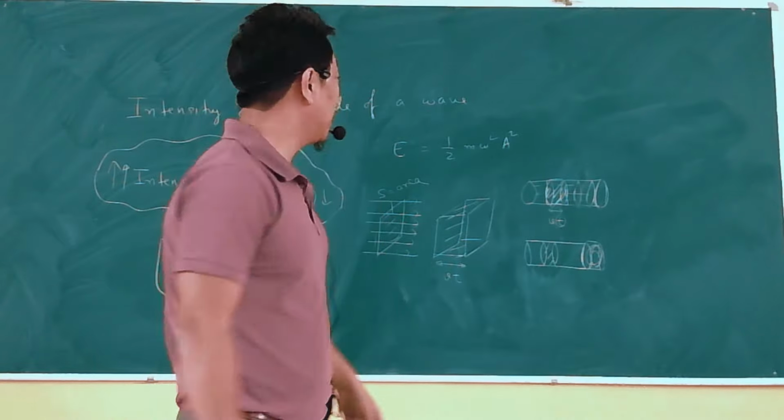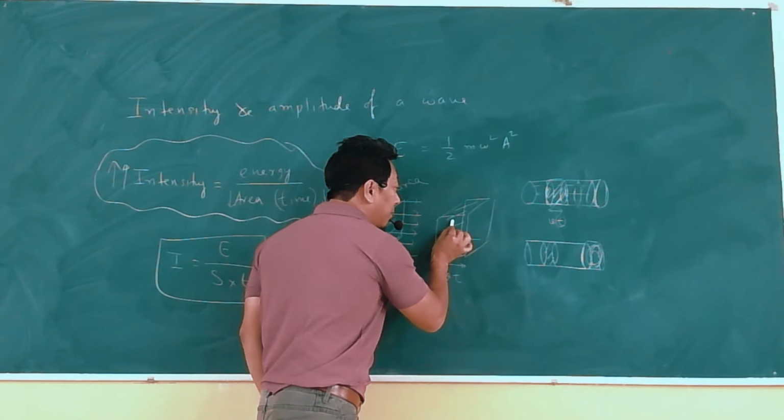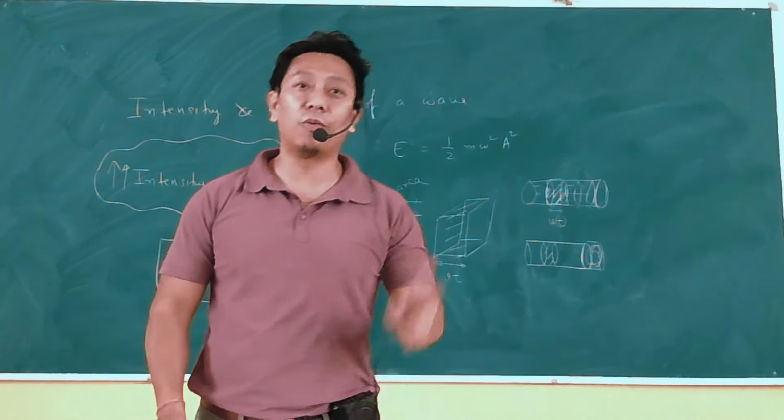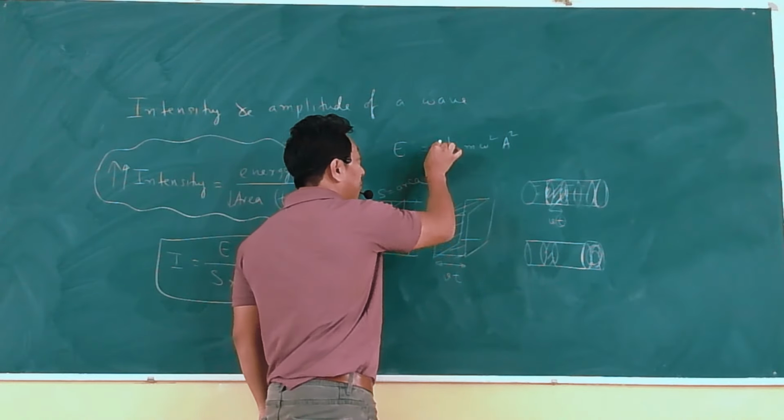Now how to find that energy? This formula is the energy for one particle. In this volume, how many particles may be there? One or many? Many. So we need to multiply by the number of particles.